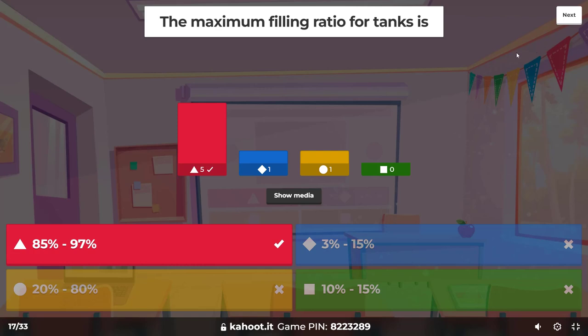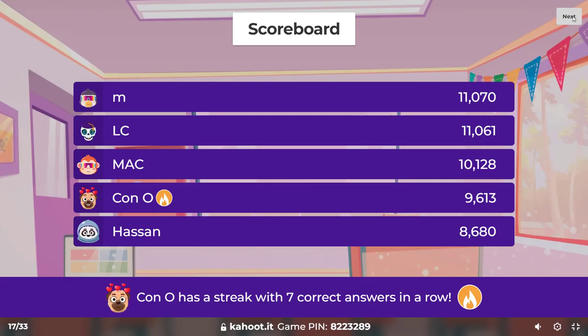Filling ratio for tanks, yes. 28 was a bit of a trap. That's the general rule of thumb. Okay, that wasn't the question. The question was, what's the maximum filling ratio? It's 85% for butane, 97% for petrol. So the filling ratio is somewhere between 85 and 97%.